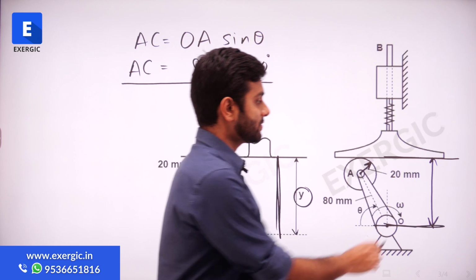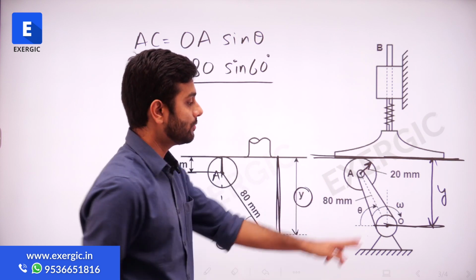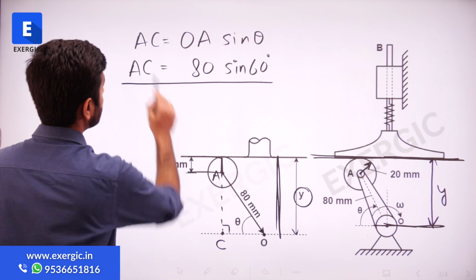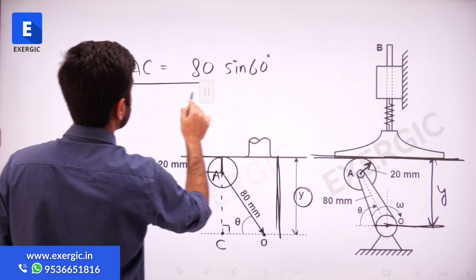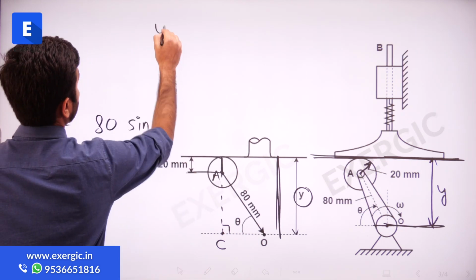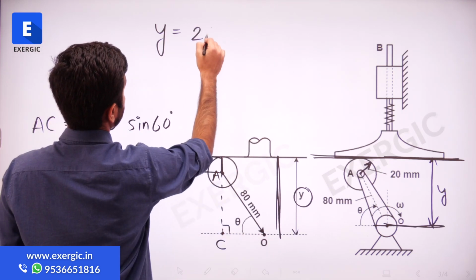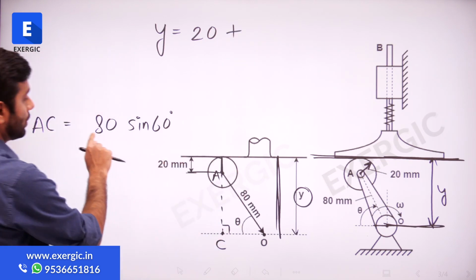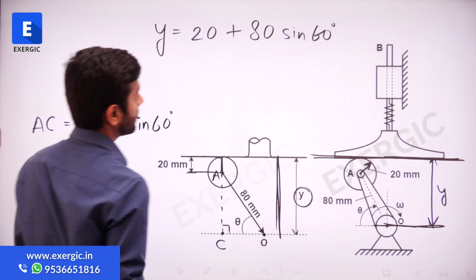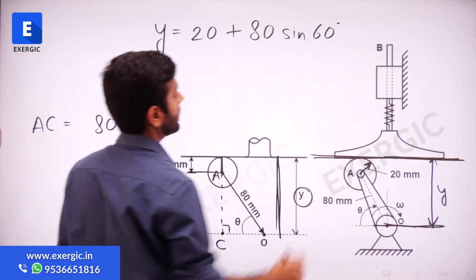So if Y is representing the distance of this face of the follower from the center of motion, then what can I write? Let me not rub it, only rub this and keep this. So y is equal to how much? Y is equal to this length of 20 mm plus AC, which is equal to 80 sin 60. So the y expression I have got, correct?